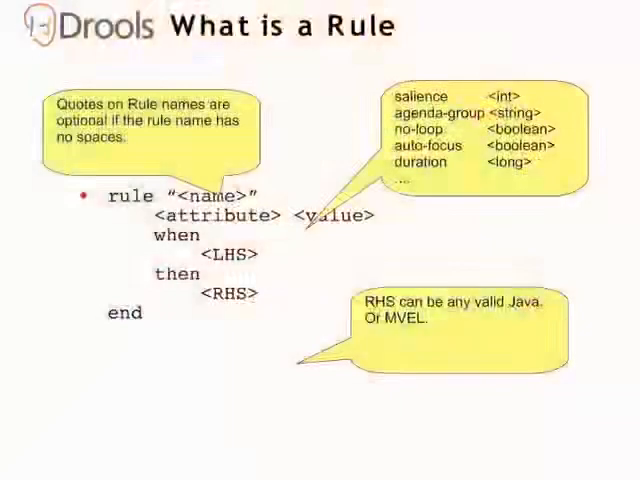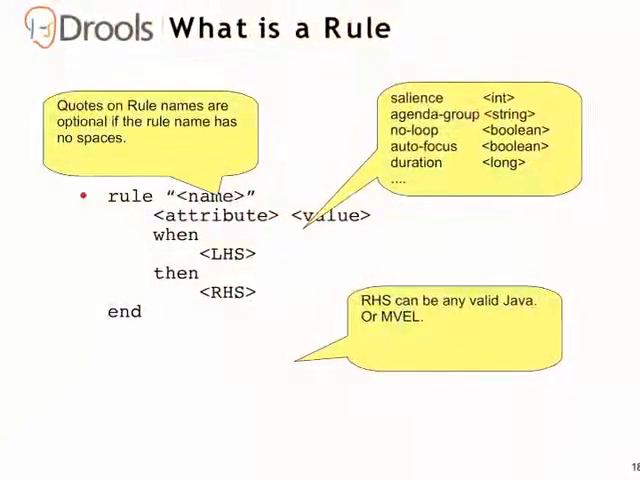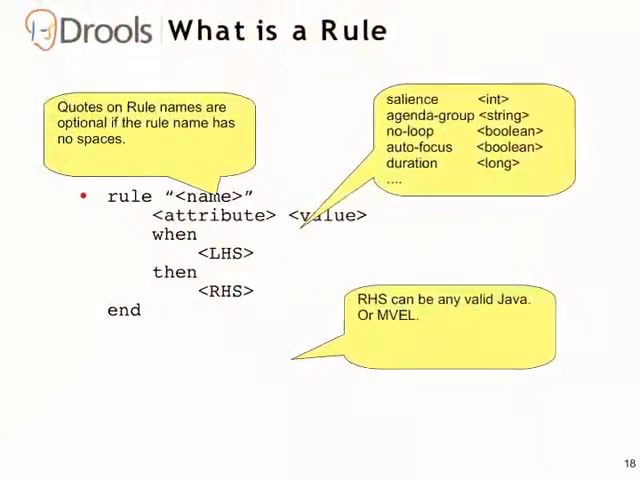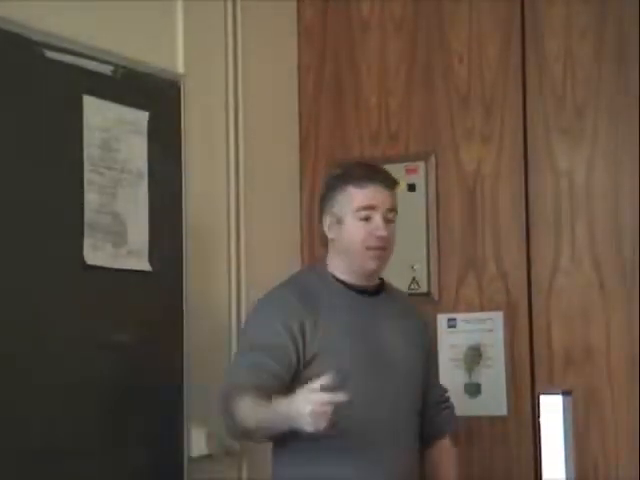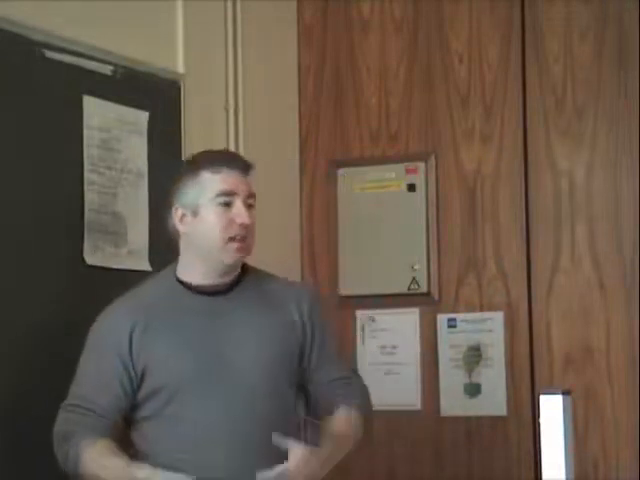So what is a rule? You've already seen the format. You have rule, name, quotes optional. If you don't have spaces, you don't need quotes. Some attributes which control the rule execution behavior. You have the left-hand side, which is the when something happens. You have the then side, which is the right-hand side. When something happens, then do these actions.